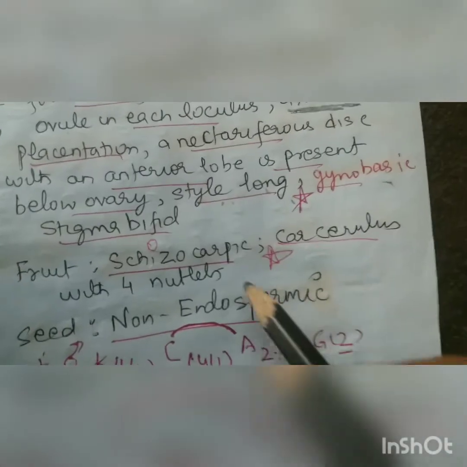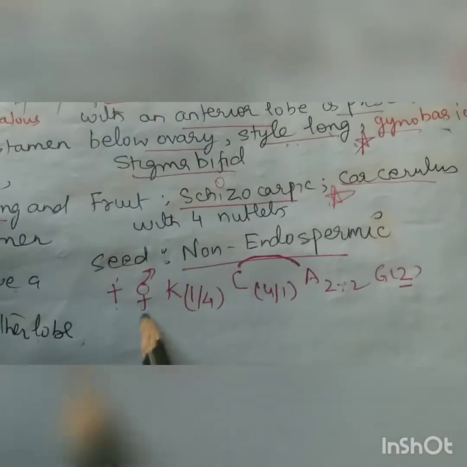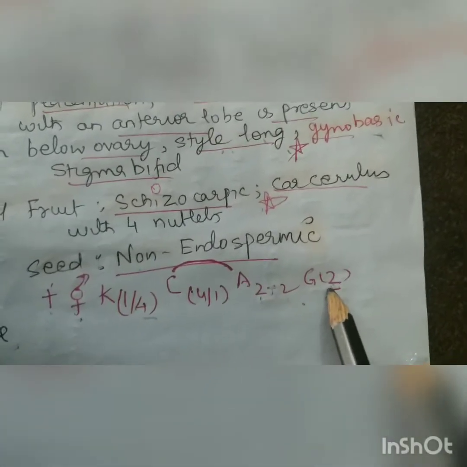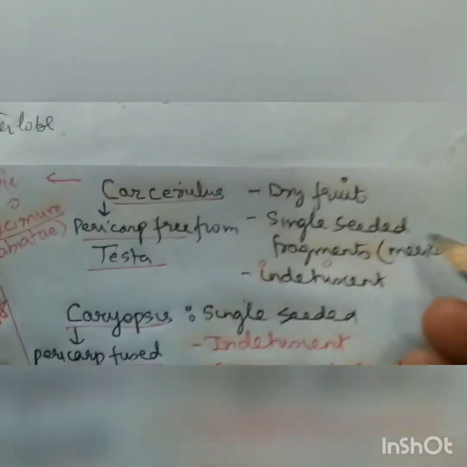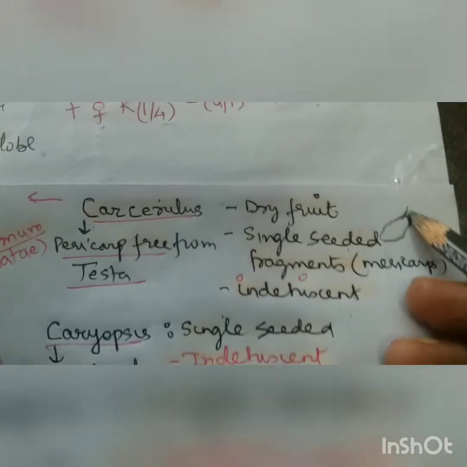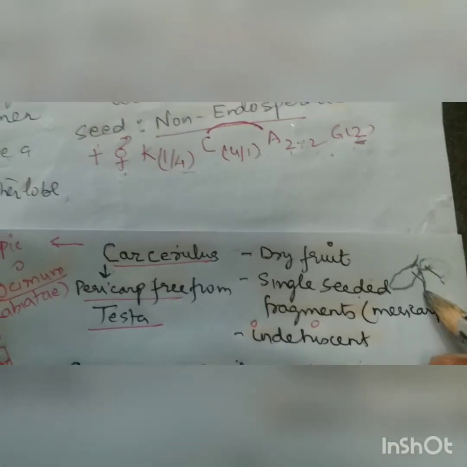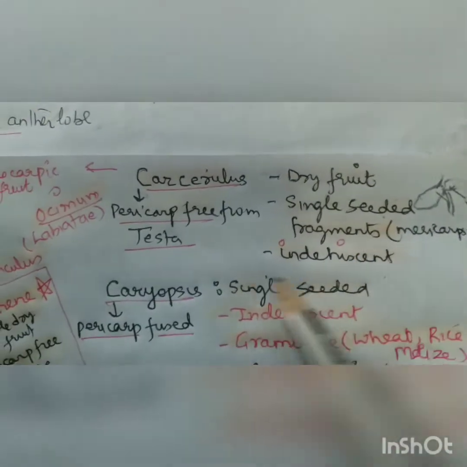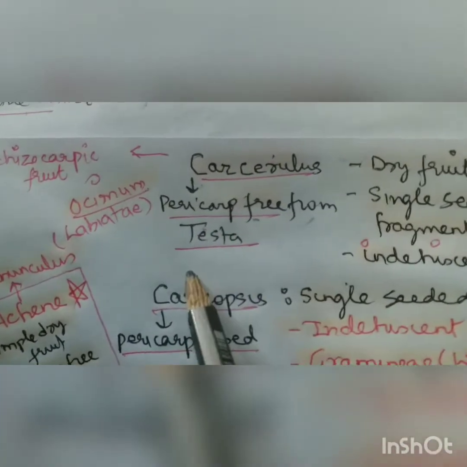Now we come to the last part, the fruit, that is schizocarpic and carcerulous, very important, I put a star. Non-endospermic, zygomorphic, bisexual, K(1-4), C(4-1), A2+2 and G(2), superior because of the hypogynous condition. Carcerulous is a dry single-seeded fruit that splits into dry single-seeded mericarps. These mericarps are indehiscent, and here the pericarp is free from the testa, right?